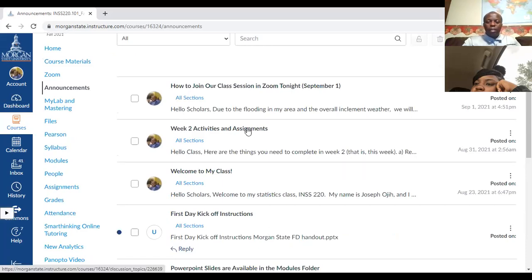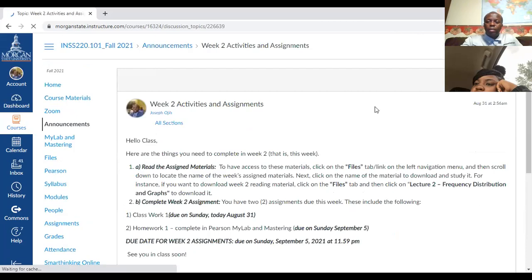So every week, I'll be posting this announcement. Usually I post it on Mondays, but this one I posted on Tuesday. From now on, it's going to be on Mondays. When you click on it, you will see what you are required to do this week. The first one is to read the assigned materials, which you can find in the files section. The assigned material for this week is lecture 2, frequency distribution and graphs.